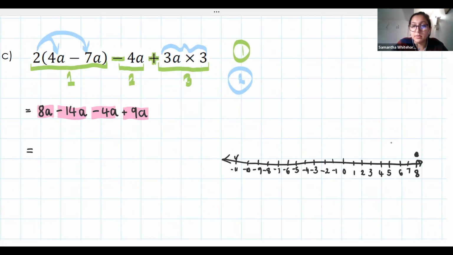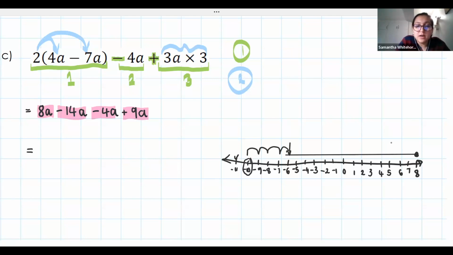Oh, golly. Okay, let me try that again. 1, 2, 3, 4, 5, 6, 7, 8, 9, 10, 11, 12, 13, 14. Here we are at -6. From here, I now want to subtract another 4. 1, 2, 3, 4. So here I am at -10.